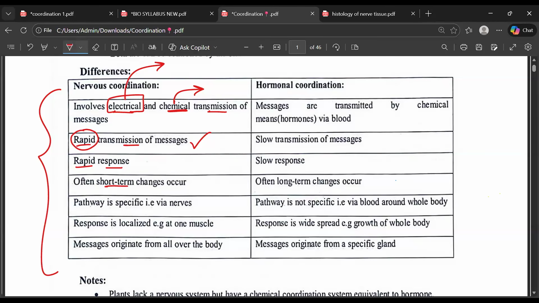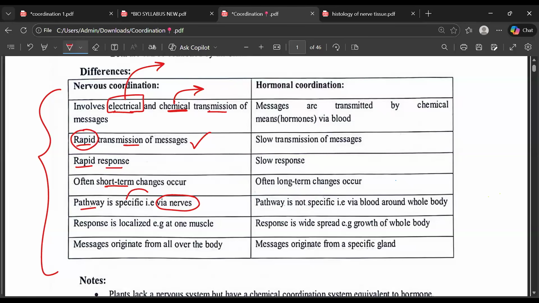They are talking of often short-term changes because it is always very fast. So don't expect it to be long-term. In most cases, quick money gets lost so fast. In most cases, everything that comes so fast, you literally don't benefit from it. So they are saying the pathway is via nerves.